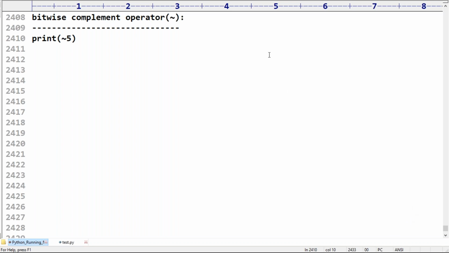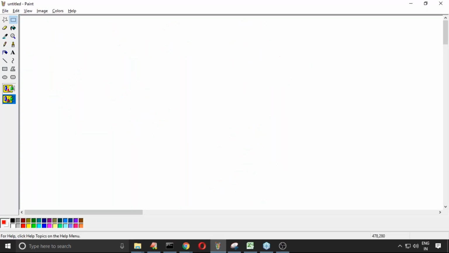Print the negation of 5. Can you please confirm what answer we are going to get in this case? Please confirm. What output are we going to get? Can you please guess? Bitwise complement, right? Just complement, reverse. 0 will be reversed with 1, 1 will be reversed with 0.